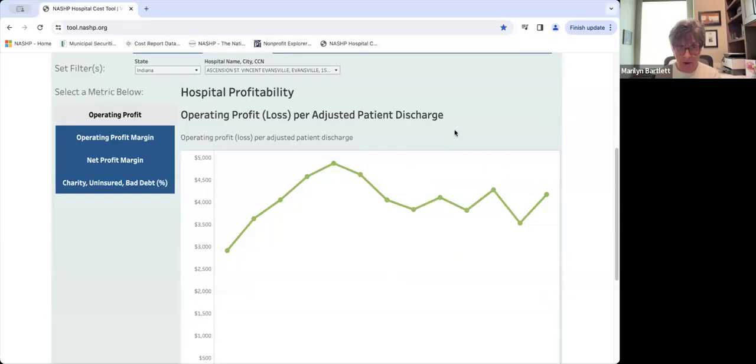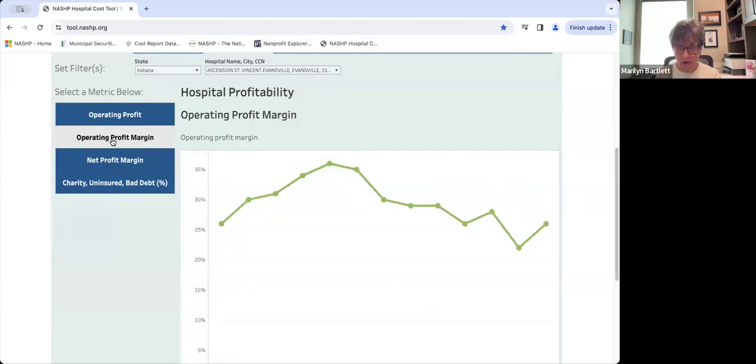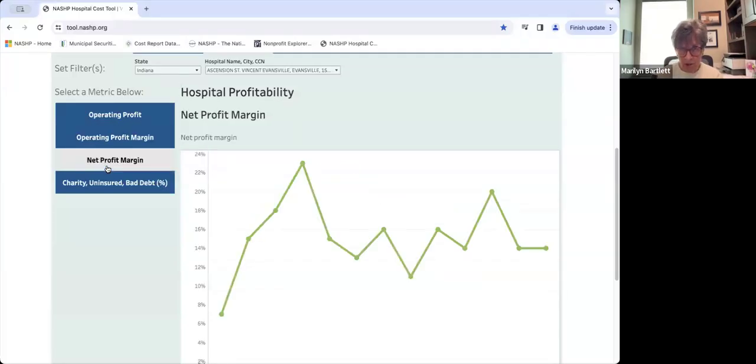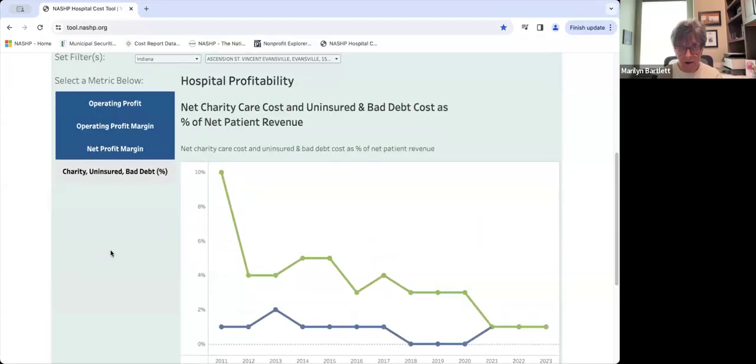And we can look at their operating profit per adjusted discharge. Operating profit margin, again, that same kind of trend, unless you were to see a real different amount in revenue. Net profit margin. And we can come down for this specific hospital.